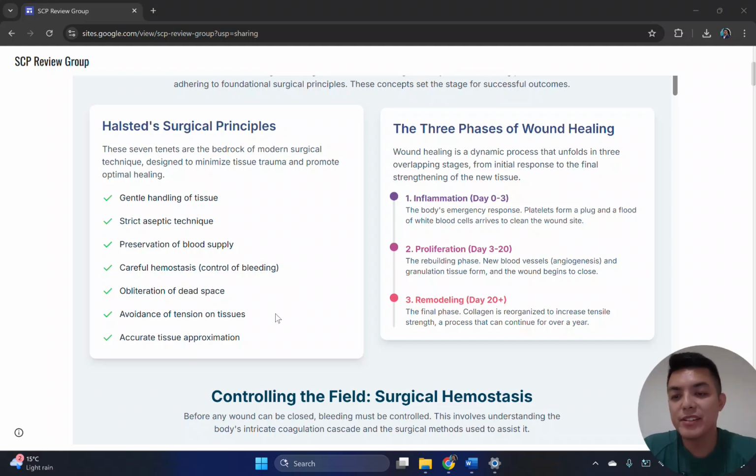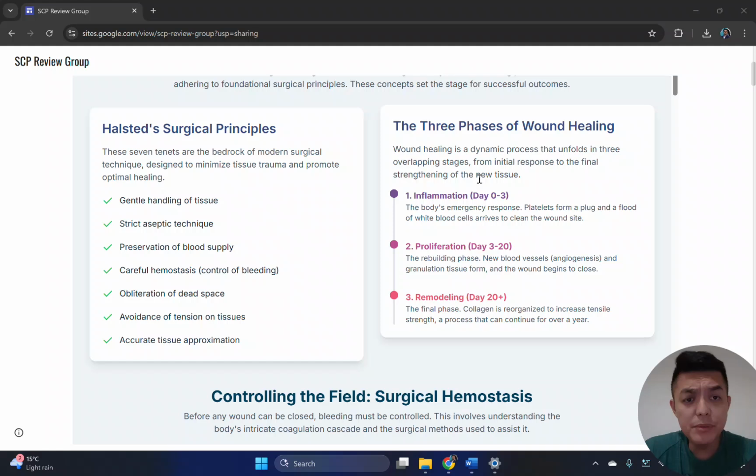Next is accurate tissue approximation. Of course, you want tissues to be approximated evenly, so the healing would be okay and less visible scarring, of course. Let's go quickly on the three phases of wound healing. So, simple definition. Wound healing is a dynamic process that unfolds in three overlapping stages from initial response to the final strengthening of the new tissue.